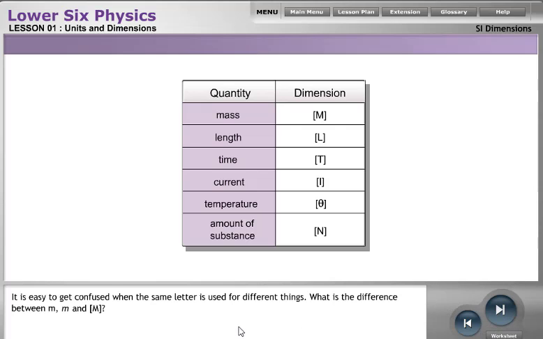It is easy to get confused when the same letter is used for different things. What is the difference between m, m, and M? Answer: m stands for meter, a unit. m in italics stands for mass, a quantity, and M stands for the dimension of mass.